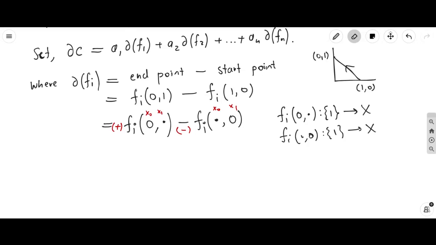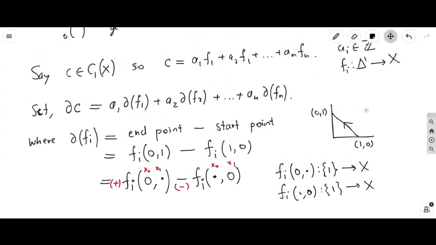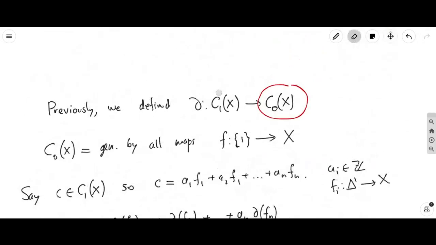So now let's go up a dimension and define the boundary operator. At the moment, we defined a boundary operator from one-dimensional chains to zero-dimensional chains. So if you give me a list of paths in X, from those list of paths, I can look at the endpoints of those paths and end up getting the points of X itself. That's the idea. But now we're going to go up a dimension.